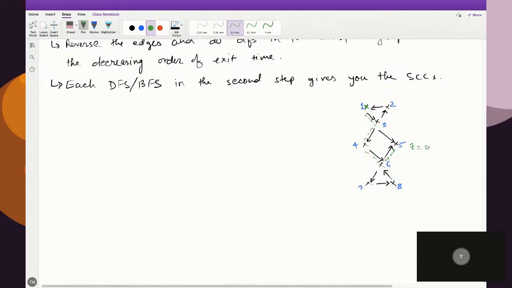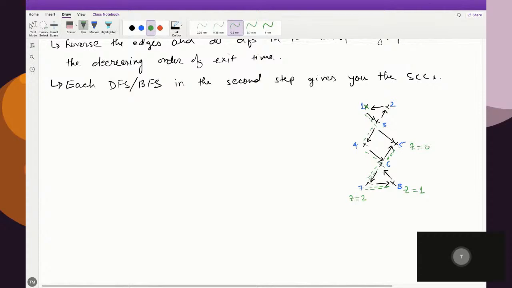You come to node number 6. From 6, you have one more option to go, so you go to node number 7. From 7, you have one more option to go, so you go to 8. From 8 you have more options, but you see that node number 6 is already visited, so you don't take that path, and at this point you realize that the DFS from node number 8 is over, so you mark t equal to 1 here, and then you track back to node number 7. You see that there are no more options from here, so you mark t equal to 2 here. Then you track back to node number 6.